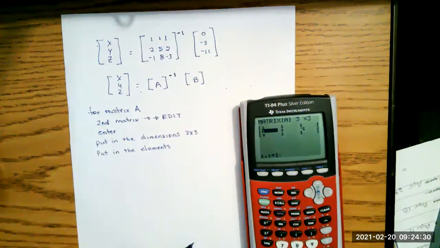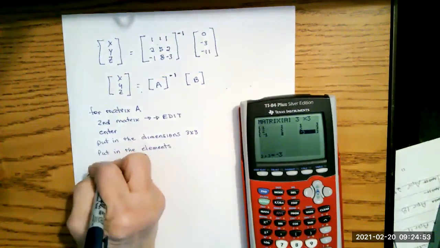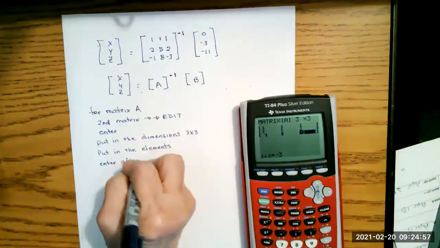And now notice that it skipped down to row 2. Put in a 2, enter, 5, enter, 2, enter, -1, enter, 8, enter, -3. Be sure you enter on the last one. If you forget to enter after the last one, then you'll have the old element in there.